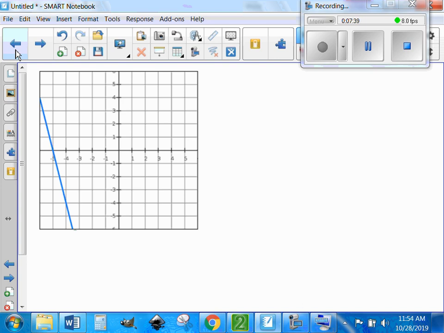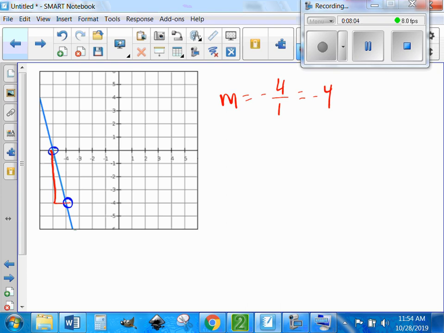So number 12 here. We have a graph. Again, to get the slope, we're going to find two lattice points. It looks like we have one there and one there. To calculate our rise and our run, it looks like we're going down 4 over 1. So our slope is negative because we're going down. And then 4 over 1 reduces to just negative 4.